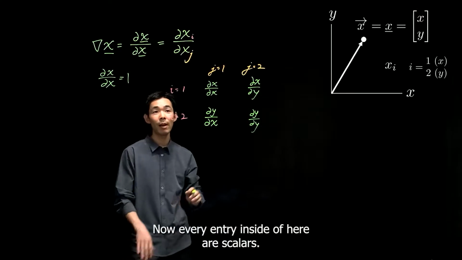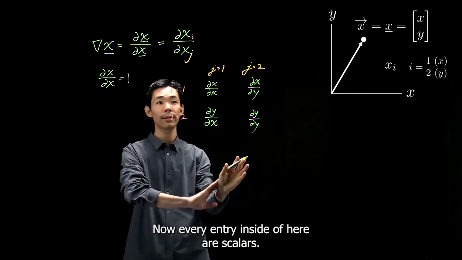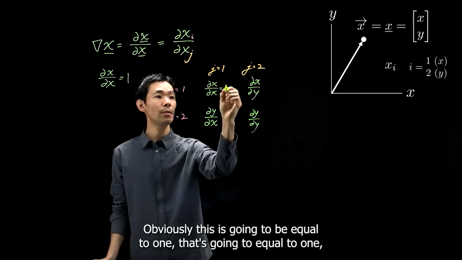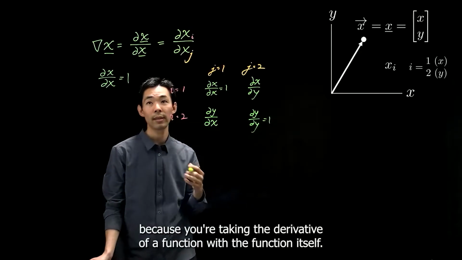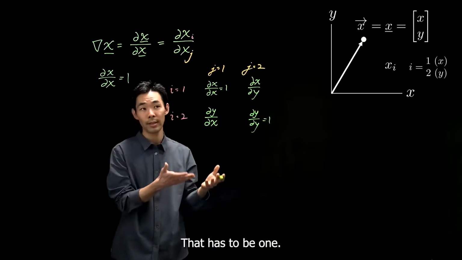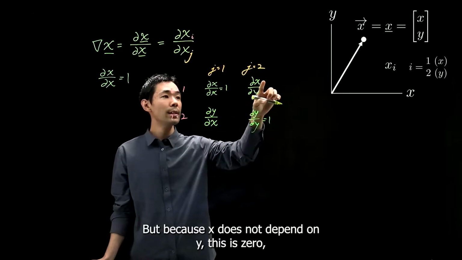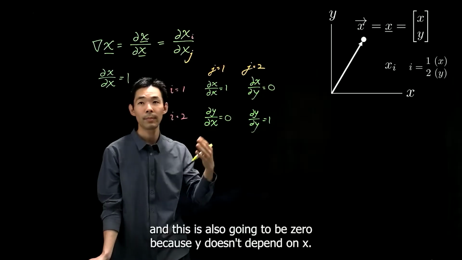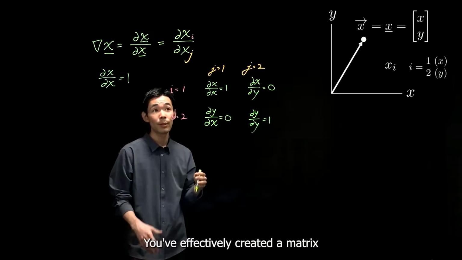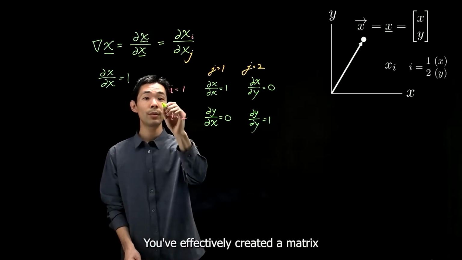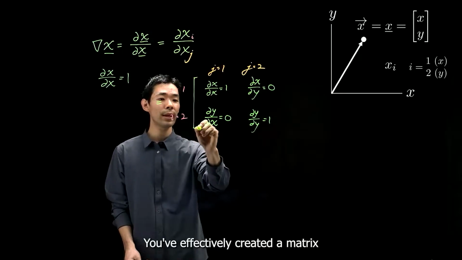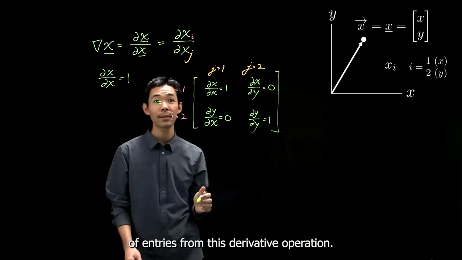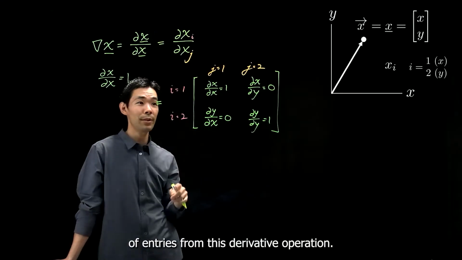Okay? So now every entry inside of here is a scalar. So obviously, this is going to be equal to 1. That's going to be equal to 1 because you're taking the derivative of a function with respect to itself. So that has to be 1. But because x does not depend on y, this is going to be 0. And that's also going to be 0 because y doesn't depend on x. Okay? So what you've effectively done is to create a matrix of entries from this derivative operation.